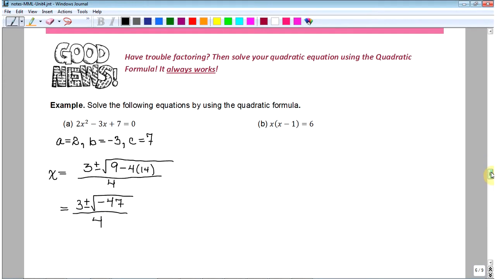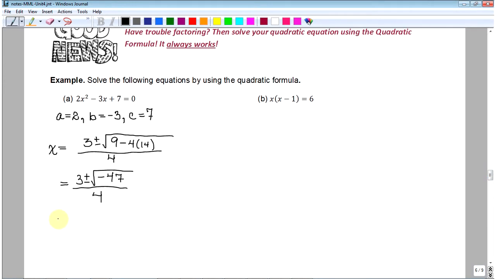Well, we don't want to leave a negative under our square root. We know that that means we can bring an i out. So we have 3 plus or minus i square root of 47, all divided by 4. And that's our answer.